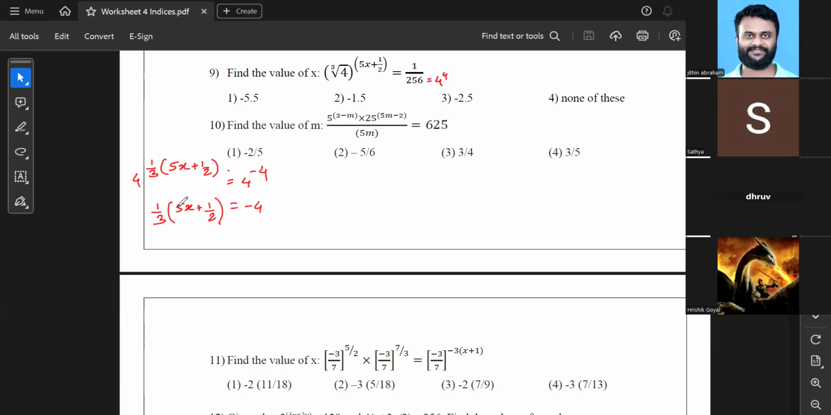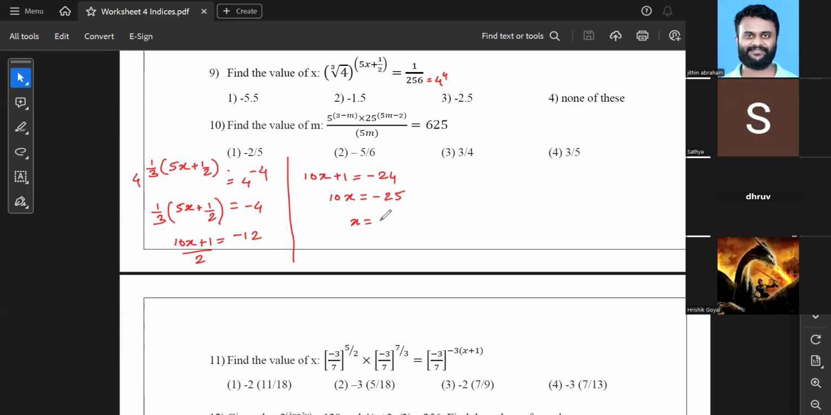I'll take 3 to the other side. I'll take LCM over here. So there goes 10x plus 1 divided by 2 is equal to minus 12. This will be 10x plus 1 is equal to minus 24. That gives 10x is equal to minus 25. Minus 23? Sorry, minus 25.